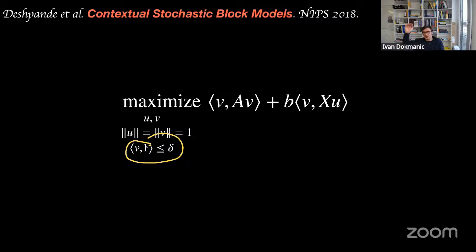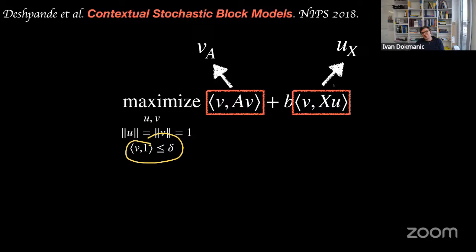So you're going to avoid the first one. Okay, and if you think about what is optimizing this, well, the first term is optimized by the leading eigenvector of A, the second term by the leading left singular vector of X, and then somehow, if you nail the right B, this combines information from both.